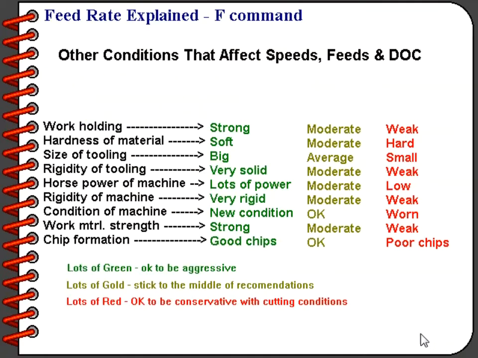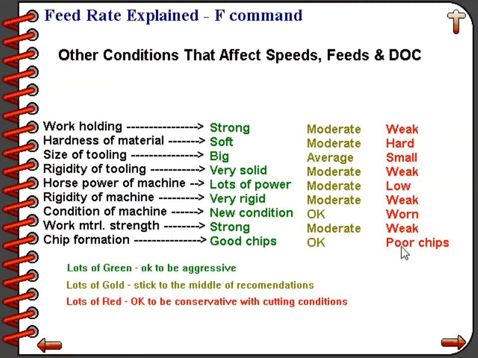When you are deciding on feed rates during roughing, as well as depth of cut and so forth, you have to take into account many factors, some of which are work holding, hardness of material, size of tooling, rigidity of tooling, horsepower of the machine, rigidity of the machine, condition of the machine, work material strength, and chip formation.